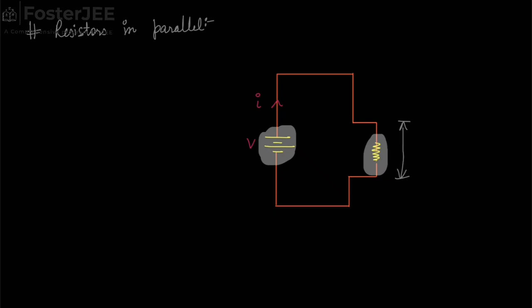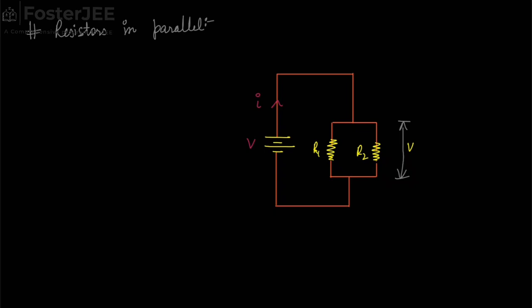Now considering the other case, suppose this resistor is not there. In that case, we can see that this is also a very simple circuit in which one battery is present and one resistor is present. So what will be the potential across the resistor? That will be V only. So now let's combine both these circuits. If individually the potential across both the resistors was V, in this case also the potential is V. Suppose this is R1 and this is R2.